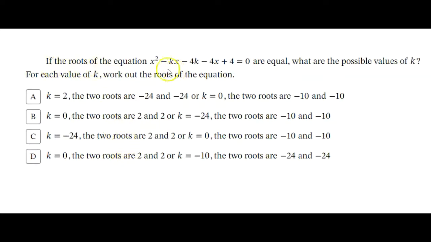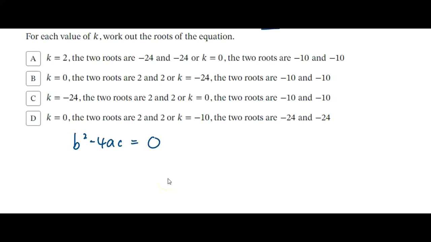If the roots of the equation are equal, what are the possible values of k? For each value of k, work out the roots of the equation. So when I say the roots of a quadratic equation are equal, the first thing you must think of is b squared minus 4ac has to be equal to 0.